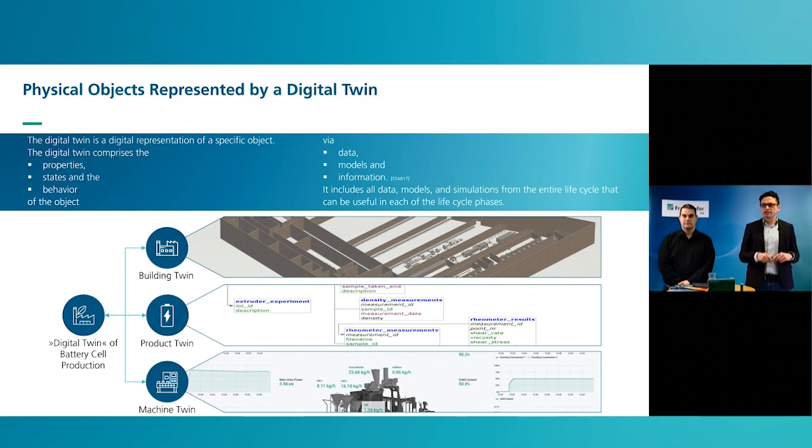At the top, you can see a snippet of one form of a twin of the building. Then in the middle, you can see that a twin for a product might not be a visualization, but simply a well-structured database in which you can collect all of the data for your product over time. And the interface for a machine twin might be a dashboard, which gives you real-time access to the data of the machine. So these are different forms, different kinds of objects, but they also show how different a digital twin can look.